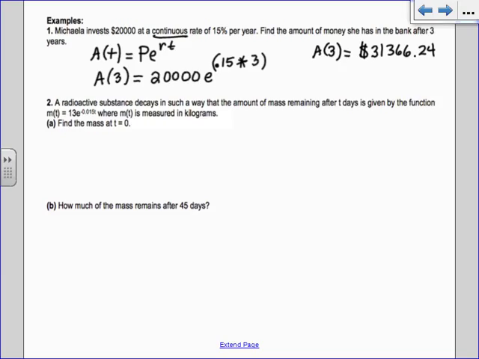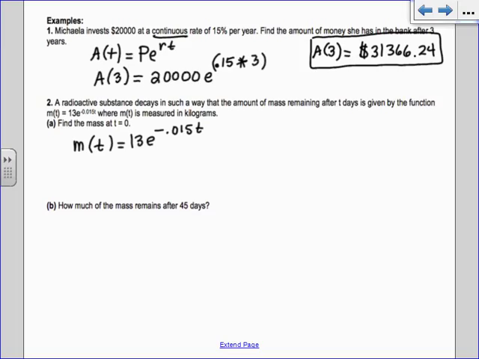All right, number 2. A radioactive substance decays in such a way that the mass remaining after t days is given by the function m of t equals 13e to the negative 0.015 t. So I gave you the formula, where m of t is measured in kilograms. So t is in days, m is in kilograms. It says find the mass at time 0.